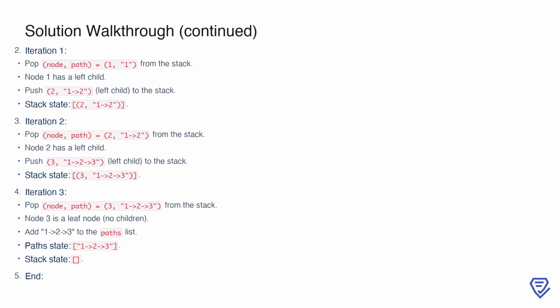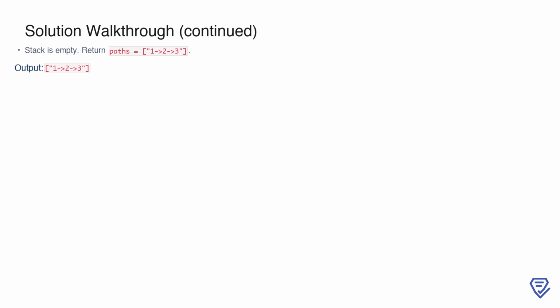In the next iteration, we pop node 2 with the path 1-2. Node 2 also has a left child, so we push node 3 onto the stack with the path 1-2-3. Finally, we pop node 3, which is a leaf node, and add its path 1-2-3 to the paths list. With this, the paths list contains the single path 1-2-3, and the stack is now empty.